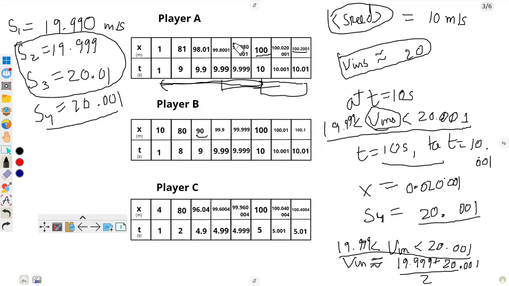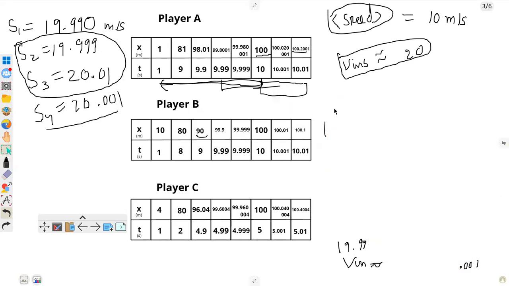We'll find out soon. So all this is done for player A. Now we have to do the same for player B and player C. So let us do that very quickly. For player A, we have concluded that the instantaneous velocity will be around 20 meters per second, right? Everything is clear, right? Yes. Done.